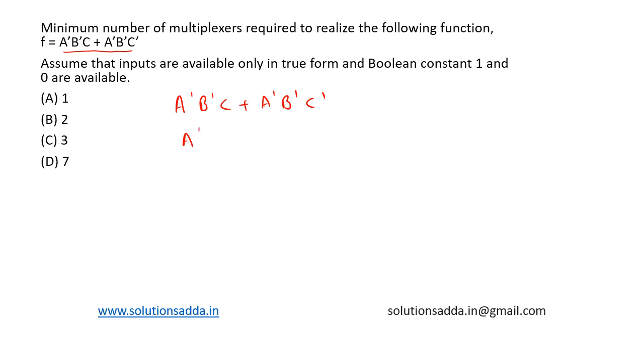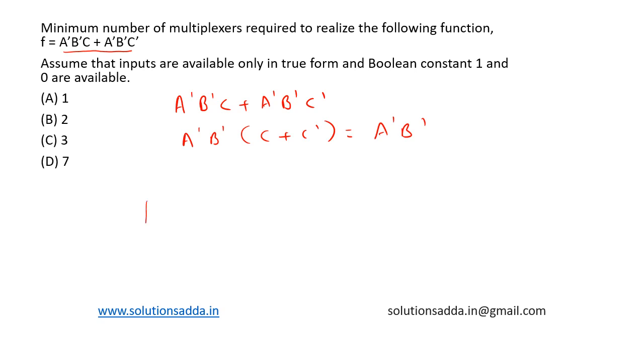You can rewrite it as A bar B bar into C plus C bar, which will be equal to A bar B bar. So let's try to see what is the minimum number of multiplexers required. Since the input is available only in its true form, we cannot directly derive A bar or B bar. We have 1 and 0 as constants.